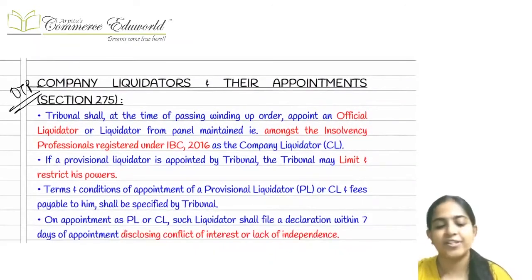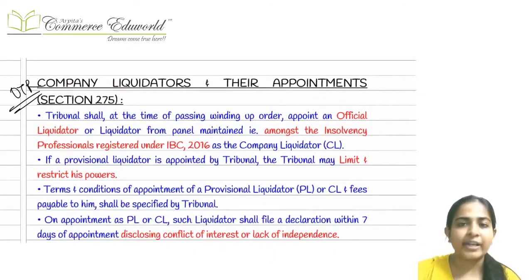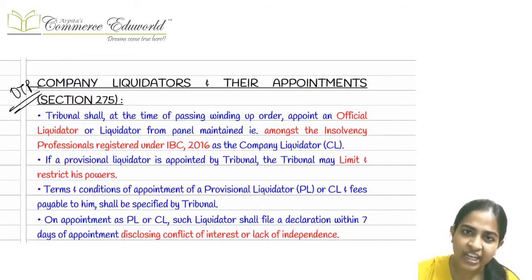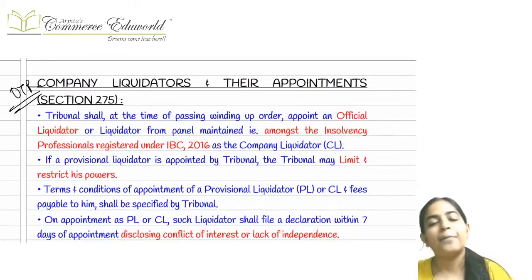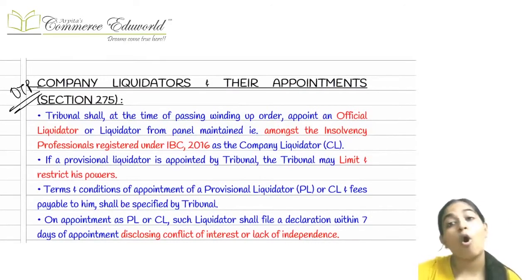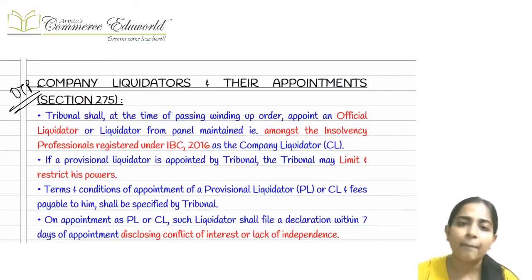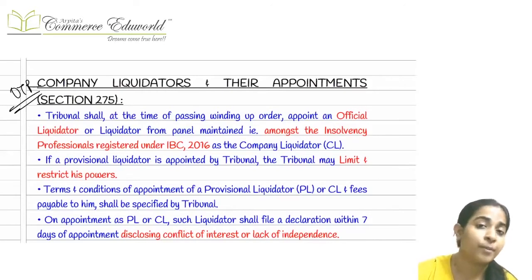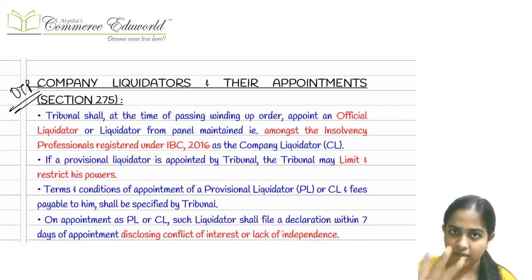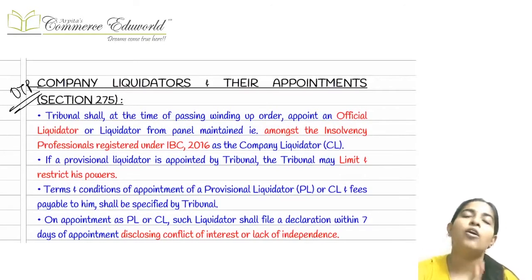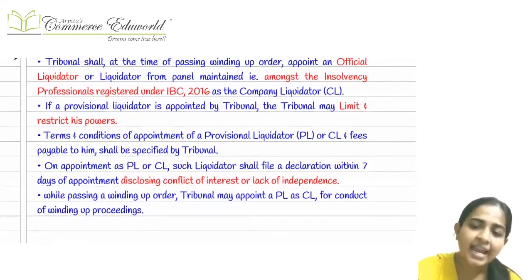Liquidator comes under your picture, just like I told you. If you want to appoint a temporary person, you can appoint a provisional liquidator. If you want to appoint a permanent person, then you can go with the company liquidator or the official liquidator. If I say company liquidator, then he is a professional independent person which we are going to take up from the Insolvency and Bankruptcy Code. And if it's an official liquidator, then we are going to take it from the government's database.